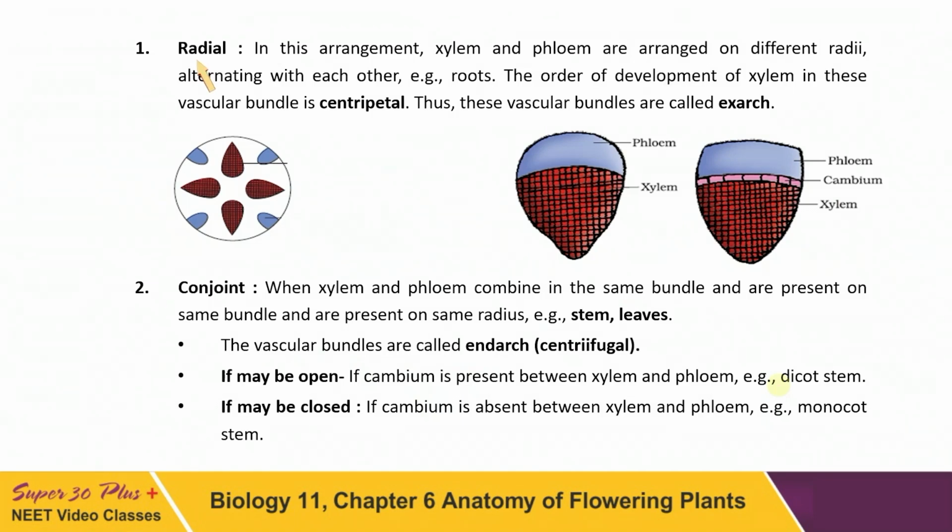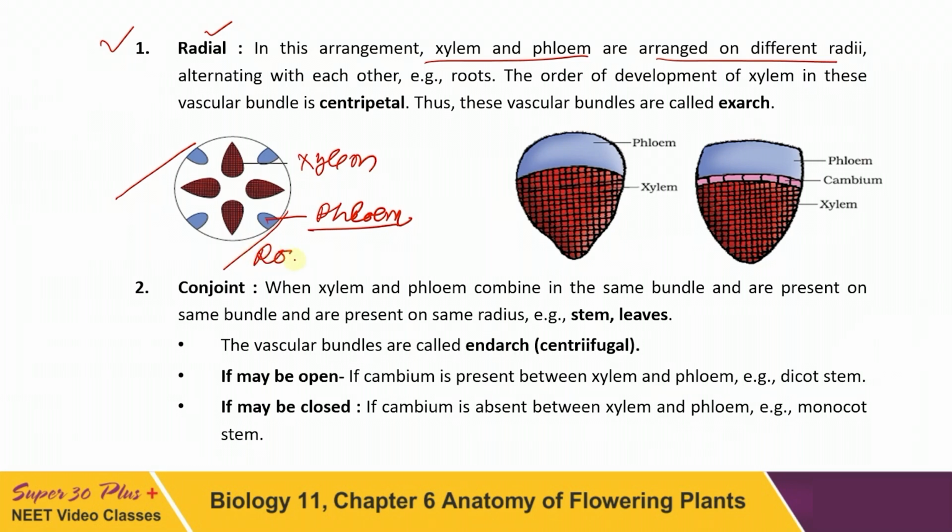What do we mean by radial vascular bundle? Radial vascular bundle means the arrangement of xylem and phloem is on different radii. If you cut a transverse section like this of root, you see this one is xylem and here this one is phloem. So you see, xylem and phloem are present on different radii. So this vascular bundle is known as radial vascular bundle. It is found in case of root, remember. Radial vascular bundle: xylem and phloem on different radii, also known as centripetal one. This is found in case of root.